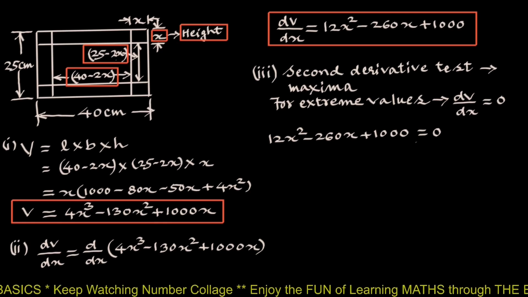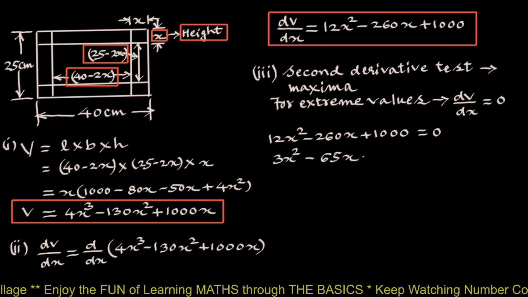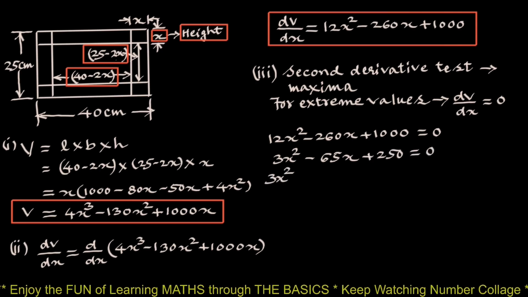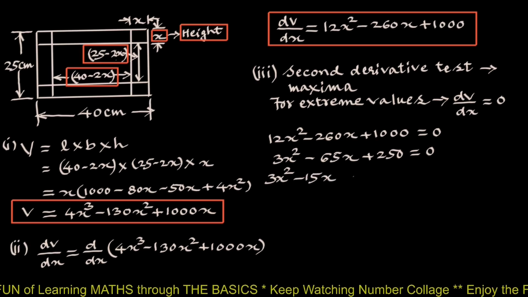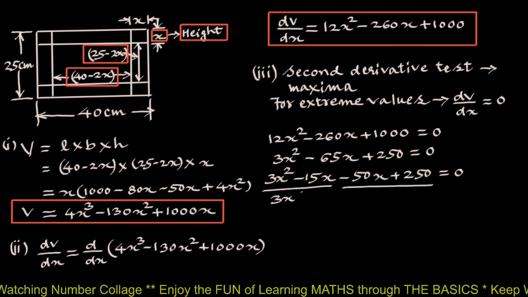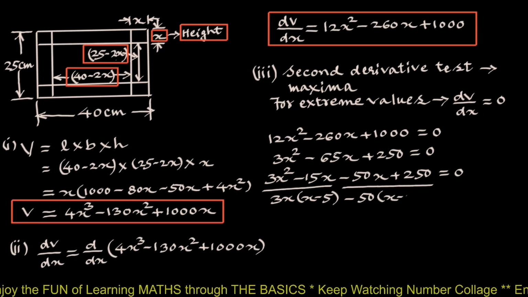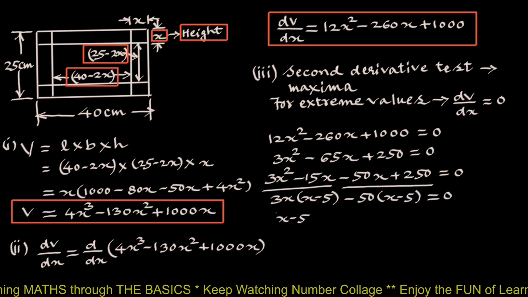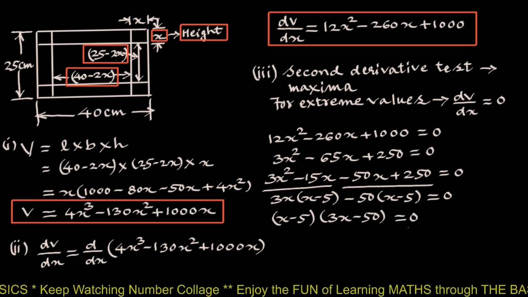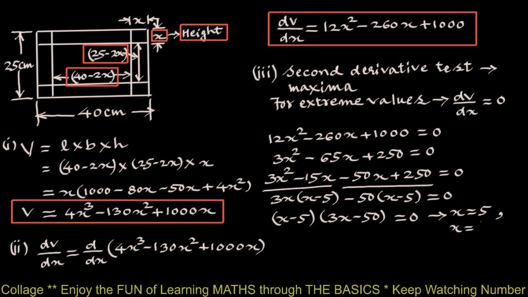Dividing throughout by 4, this will be 3x square minus 65x plus 250 equals 0. Factorizing by splitting the middle term, 3x square minus 15x minus 50x plus 250 equals 0. 3x into (x minus 5) minus 50 into (x minus 5) equals 0. (x minus 5) into (3x minus 50) equals 0. That gives x equals 5 and x equals 50 upon 3.